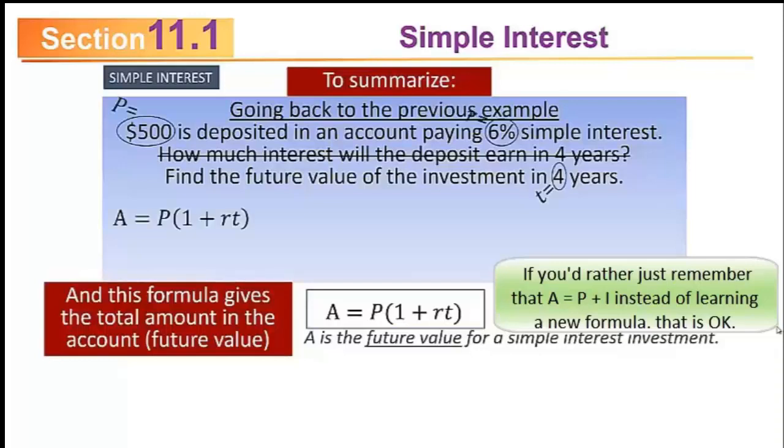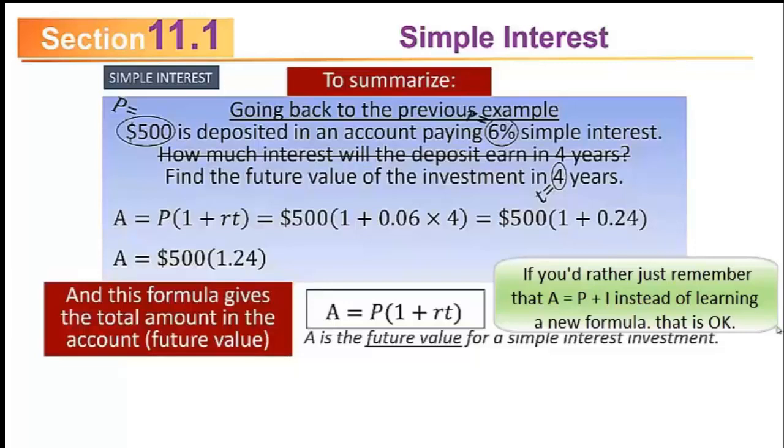All I would have to do is plug 500 in for capital P, 6%, which is 0.06, in for R, and T is equal to 4, and do the calculation. 4 times 0.06 is 0.24, 0.24 plus 1 is 1.24, and 1.24 times 500 is 620. It's the same answer I got earlier. You can do it either way. This formula is actually faster if all you want is the amount in the account, but you can certainly calculate it the other way as well.